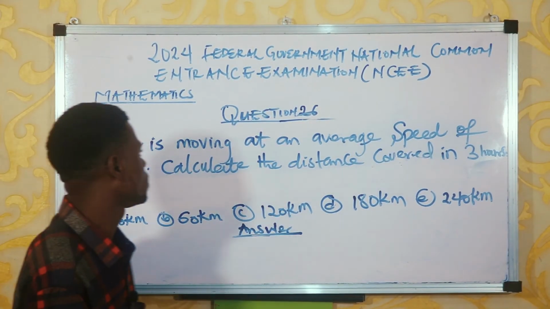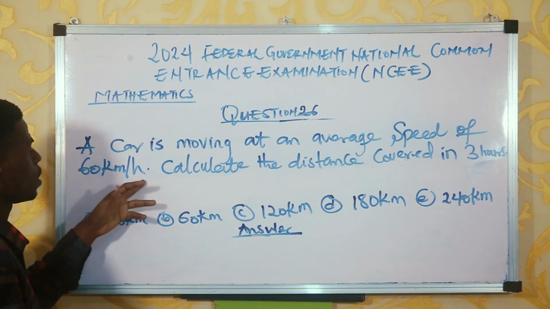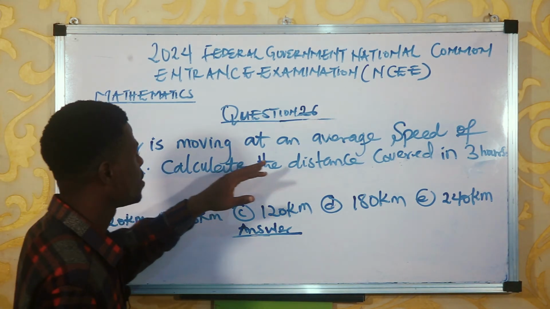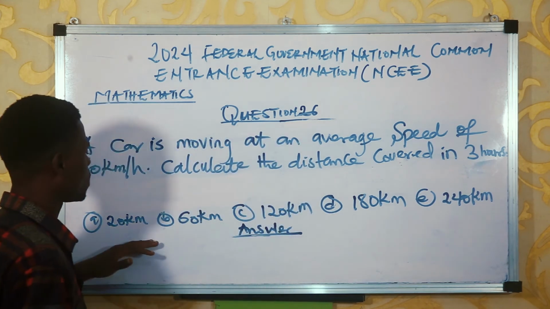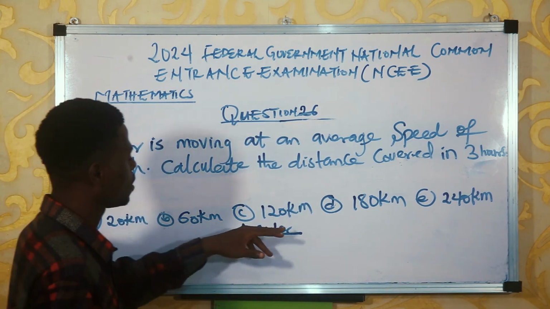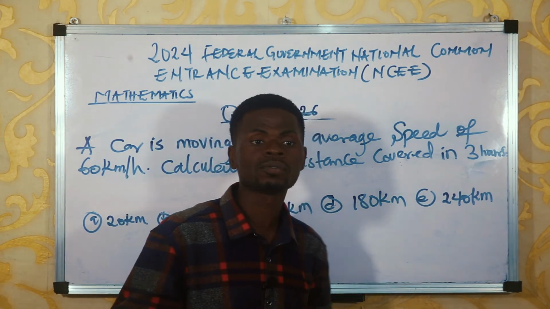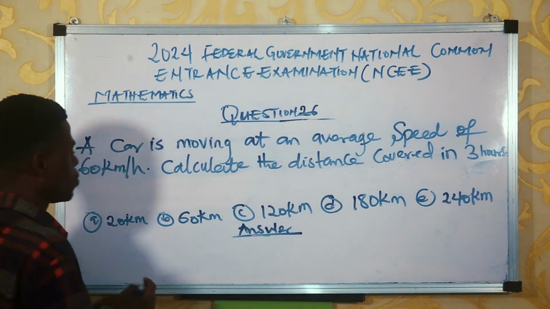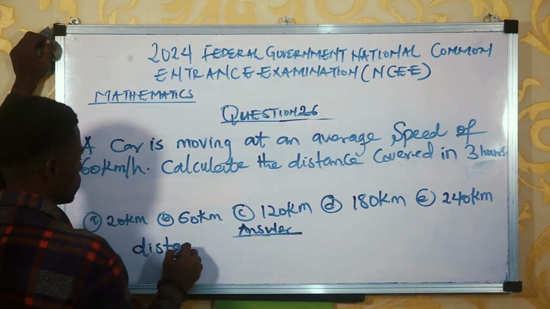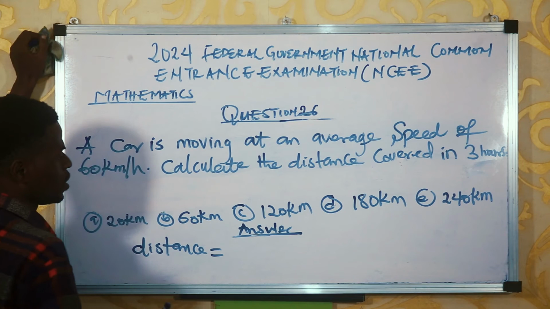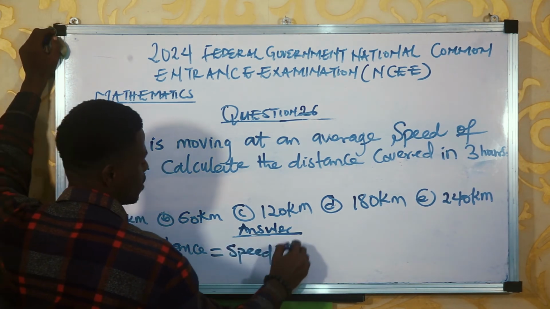Question 26 says that a car is moving at an average speed of 60 km per hour. Calculate the distance covered in 3 hours. Option A says 20 km, B says 60 km, C says 120 km, D says 180 km, and E says 240 km. So, okay, let's go. To find our distance, distance is equal to speed times time.